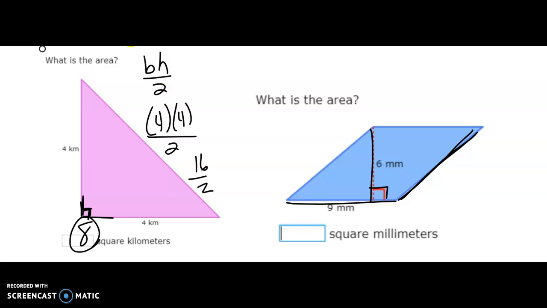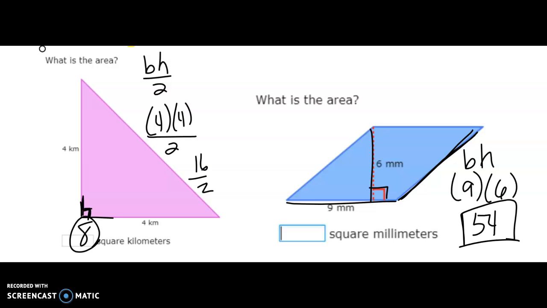So this length is perpendicular to the base. So the base is 9 and the height is 6. So base times height, 9 times 6 is 54 square millimeters.